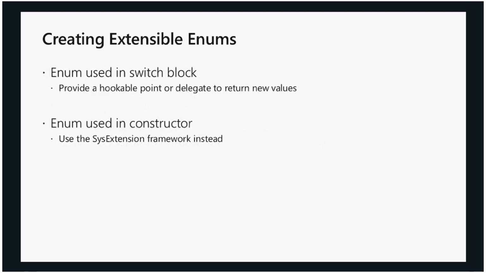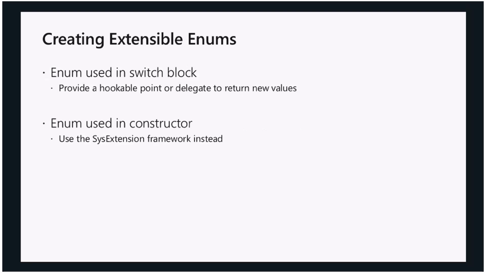Another common issue with Enums is that they are used in a switch block, and the default case will throw an exception, thus making it impossible for a partner to provide their own value for the Enum. Thus, before marking an enum as extensible, it is necessary to ensure any switch statements on the enum are either hookable by a chain of command or have a delegate to allow partner code to hook into the logic.